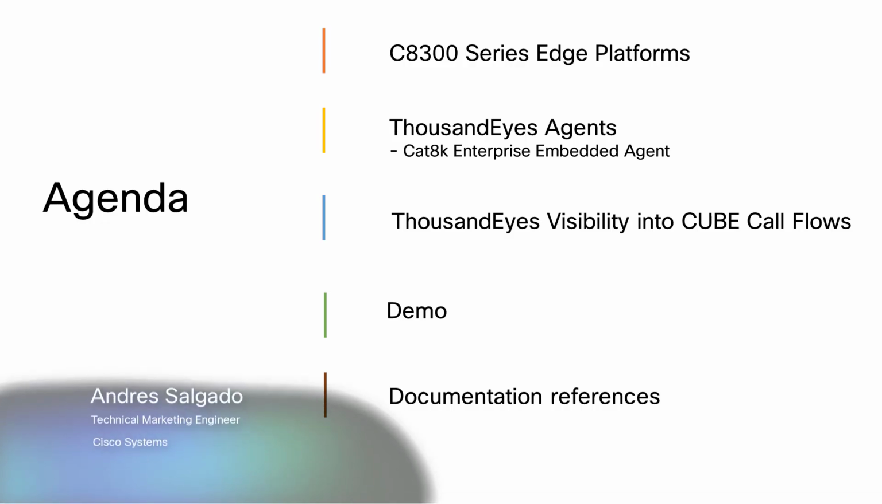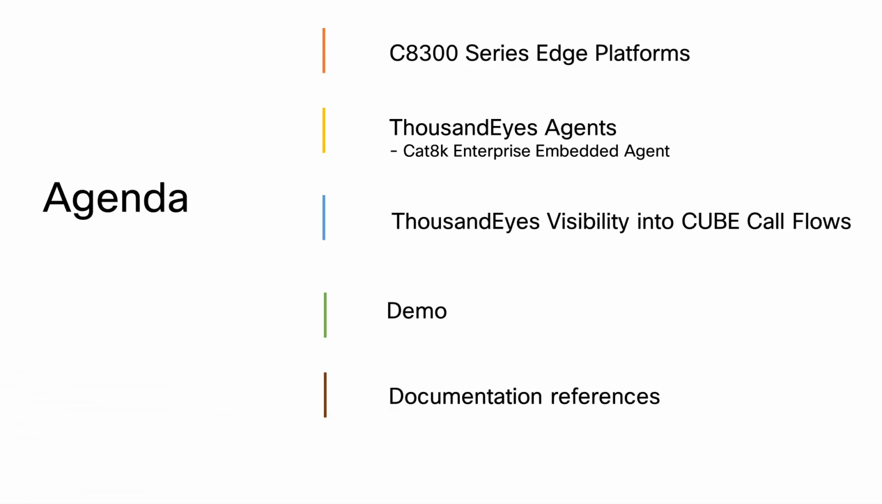In this video, I will cover some of the Catalyst 8000 series capabilities, followed by an overview of the ThousandEyes Agents. In particular, the embedded enterprise agent on the Catalyst 8000 platform. After this, I will mention some possible use cases to monitor destinations with ThousandEyes. Lastly, I will show in a quick demo the test results of monitoring a destination from an enterprise agent hosted on a Catalyst 8300 platform.